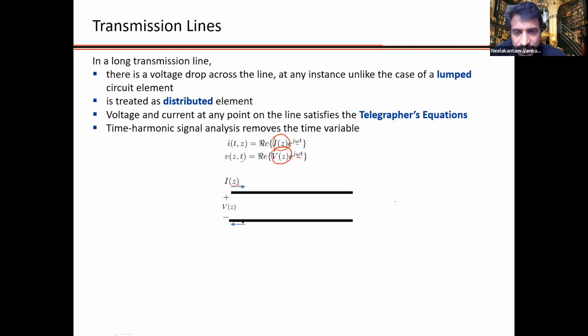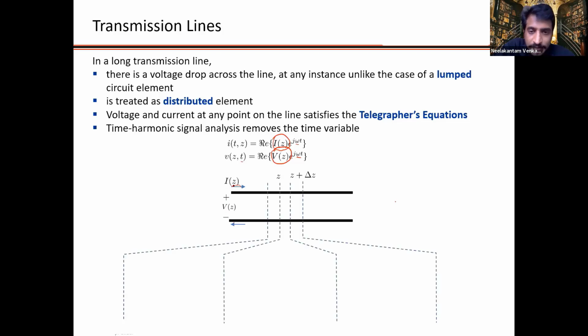And how to see that is, I can see this current I of Z as flowing in on the upper conductor and flowing out on the lower conductor. V of Z is the potential between the two wires. I can go ahead and break this transmission line up into small sections. And in each section, all I see is essentially a wire, right?